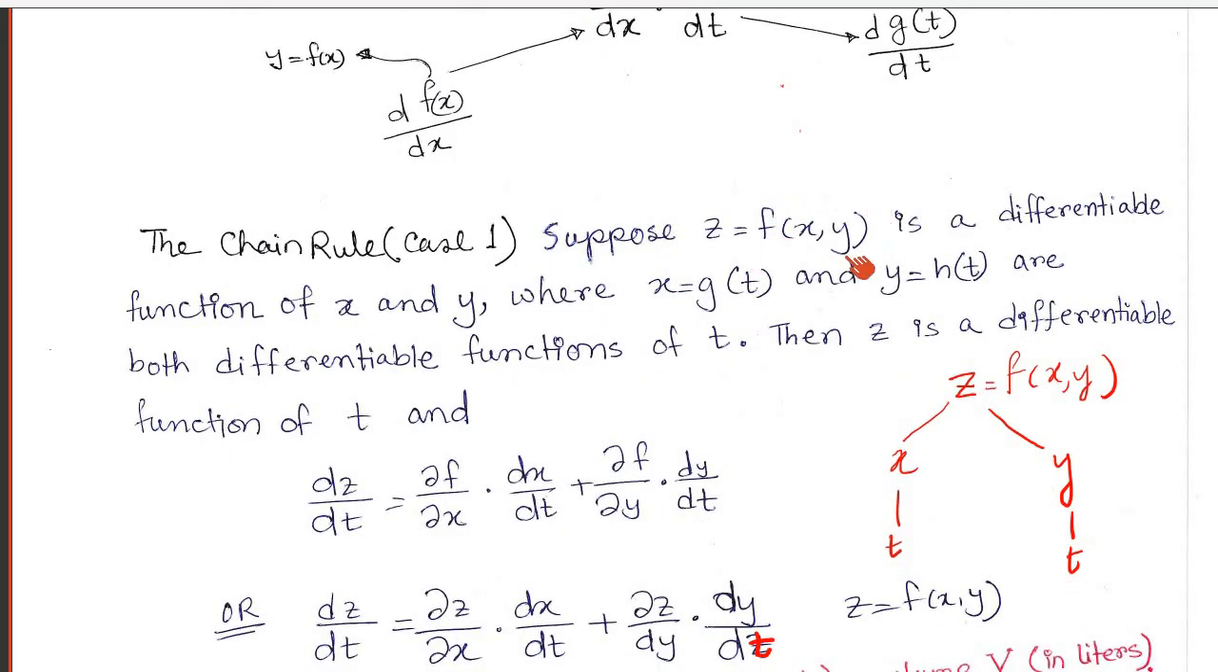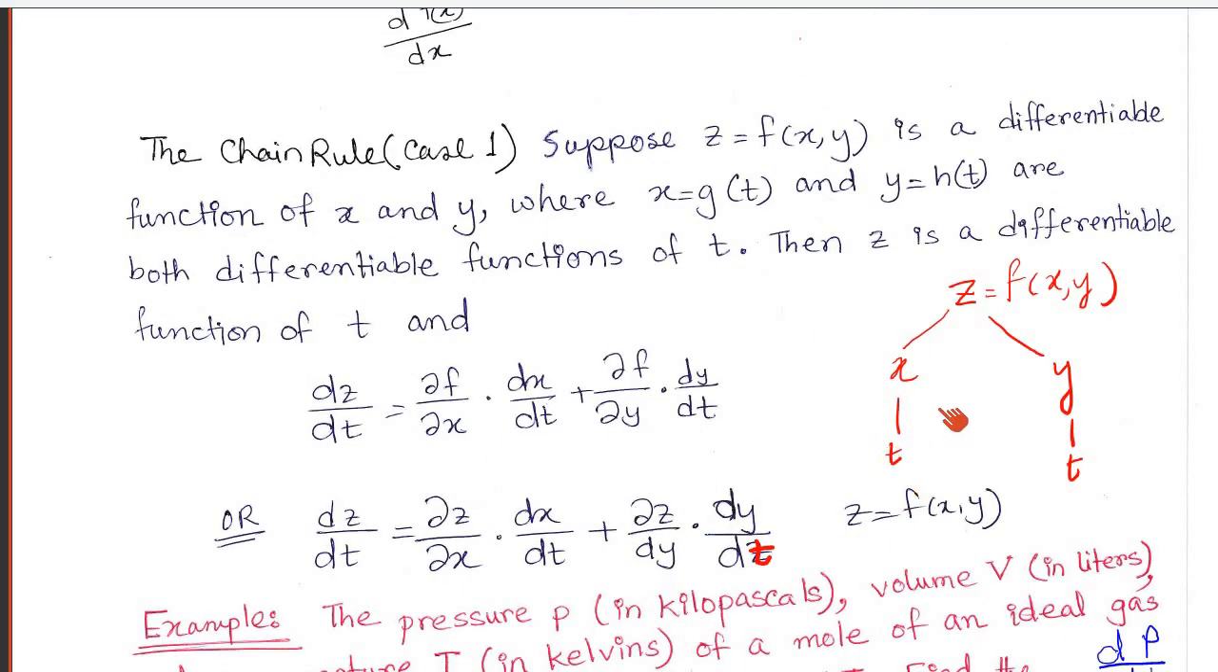Suppose z is equal to f of x, y is a differentiable function of x and y, where x equals g of t and y is equal to h of t are both differentiable functions of t. Then z is a differentiable function of t, and derivation of z with respect to t কি হবে সেটা আমরা এখন দেখব। z is splitted into two groups. z equals to function of x, y, which can be splitted into x and y. There is a chain for x that ends at t, chain for y that ends at t.